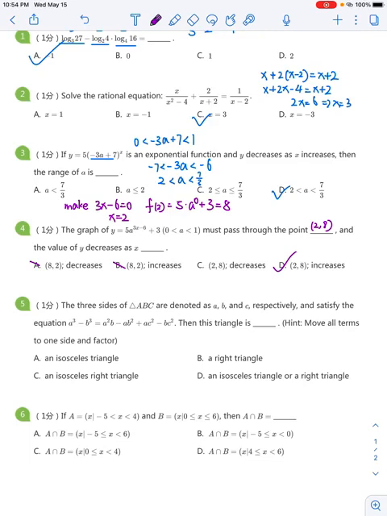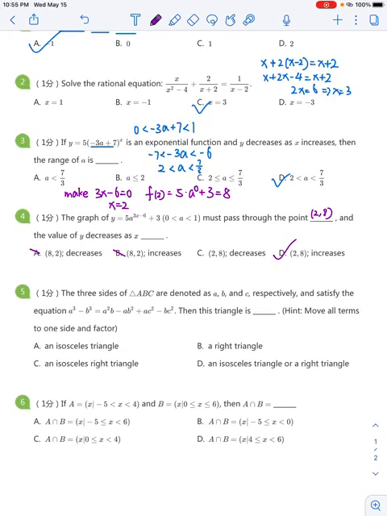Okay, and then we have the three sides of the triangle ABC denoted as the sides a, b, and c respectively, and they satisfy the equation a cubed minus b cubed is equal to a squared times b minus ab squared, plus ac squared minus bc squared. So what's going to be the shape of this triangle? We have the hint to move all the terms to one side and then factor. So we can try this out.